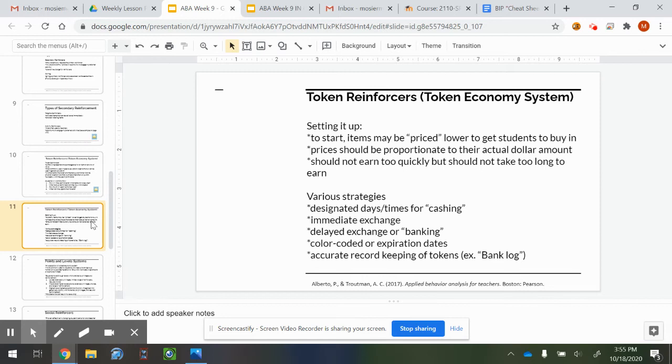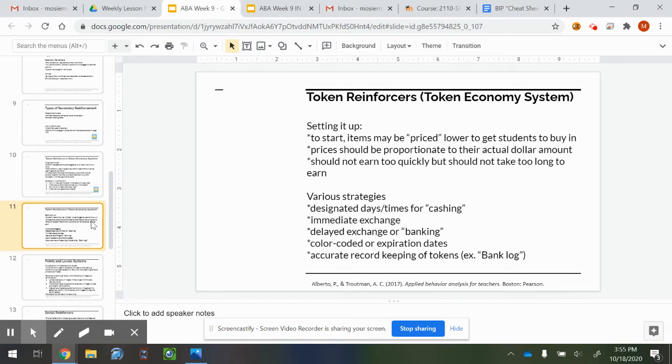When you're pricing things in your token economy system or your classroom store, make sure that the prices are proportionate to their actual dollar amount. We want to find a fine balance there, so that students are not able to earn too quickly, but at the same time, it should not take them too long to earn. And you also have to know your students.